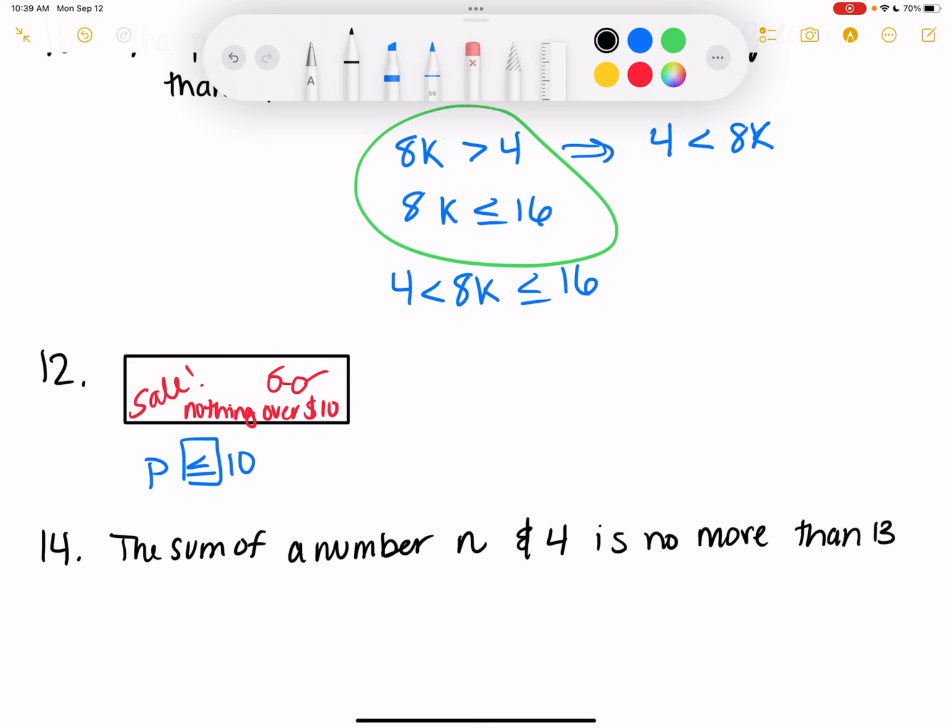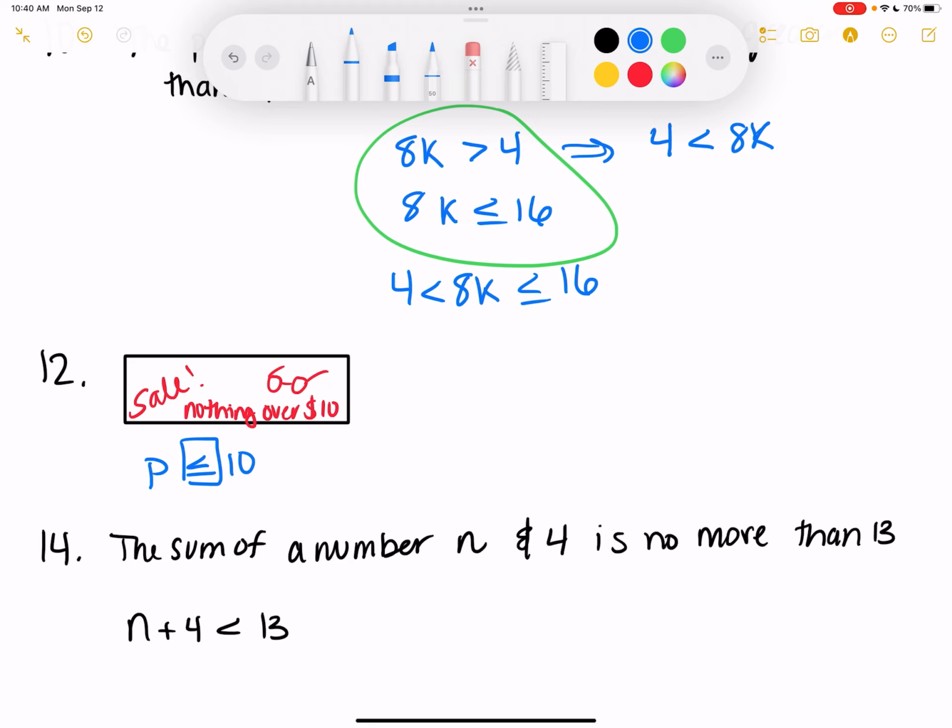Then I'm going to put what they did. They said that the answer was n plus 4 is less than 13. What I would tend to do with these problems is ignore what they did, and look at the problem and do the problem for myself. So ignore what they put. How would you write this if you were given this in words?